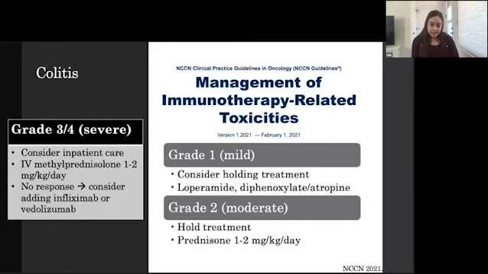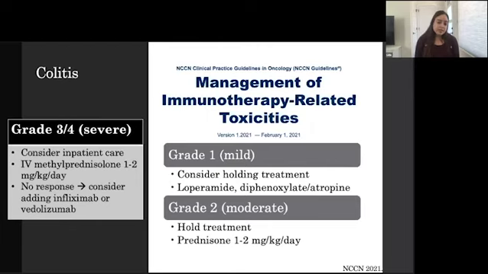The NCCN guidelines for management of immunotherapy-related toxicities are a very useful tool for dictating management, specifically breaking down the side effects by grade, once again. So for grade 1, a mild colitis that can occur pretty commonly, up to 30% with ipilimumab, for instance, considering holding treatment is already at grade 1. So right away, you need to take action. Supportive care with loperamide, maybe diphenoxylate atropine is recommended already, as well as infectious workup and close monitoring.